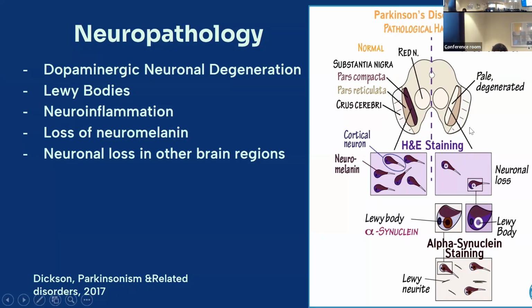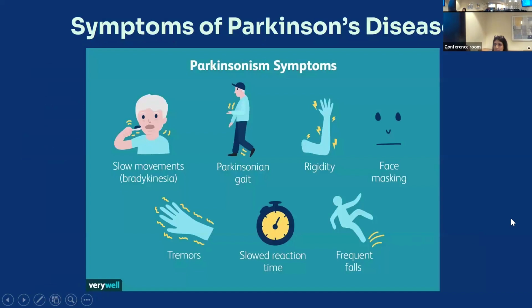And then we have the locus ceruleus, which makes norepinephrine, the dorsal motor nucleus of the vagus nerve, and various cortical areas that also lead to the neuropathology. That's a mouthful, I'm sorry.